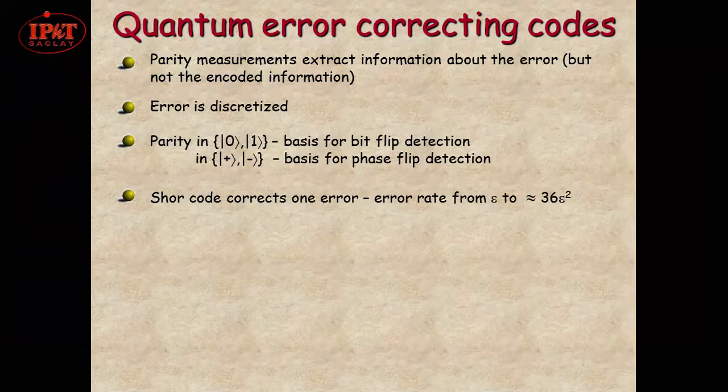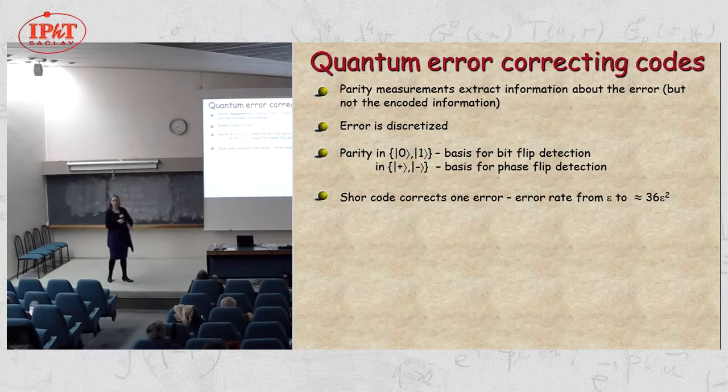So putting it all together means that eventually we have an encoding that allows us to correct for a general error, because we've seen that the error can be discretized. The error is anyway a linear combination of phase flips and bit flips. It can be discretized by the measurement, and eventually it can be corrected.